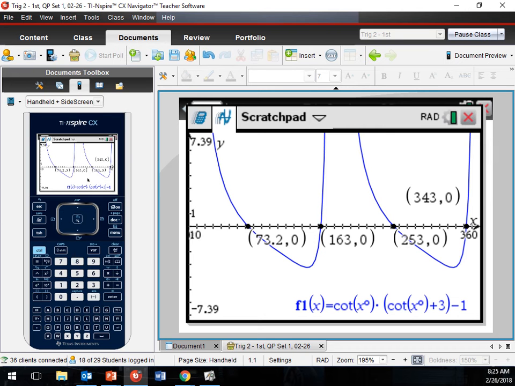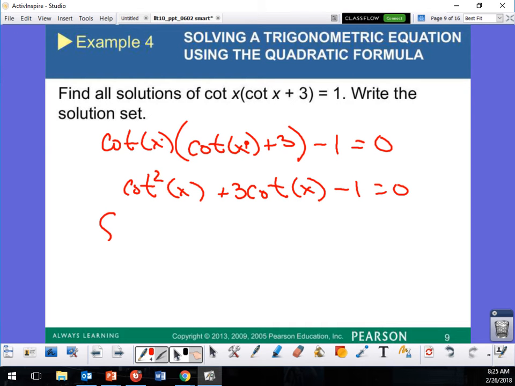Okay, so my answer. Let's go ahead, write those in. Am I keeping it in degrees? Yeah, the question didn't say what to do, so I'm just going to leave it here. So, solution set.